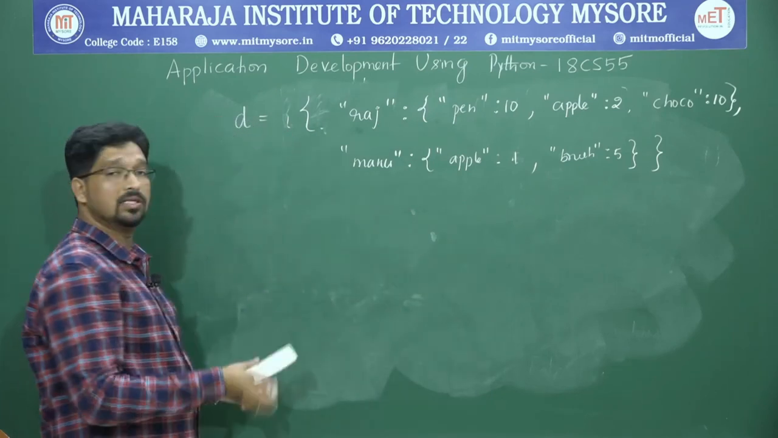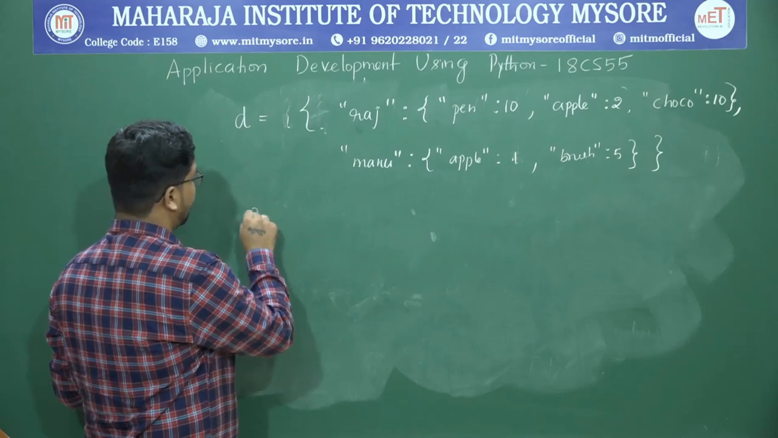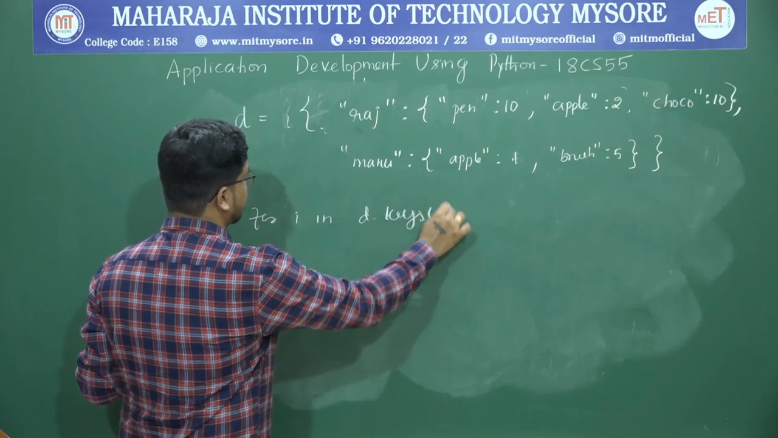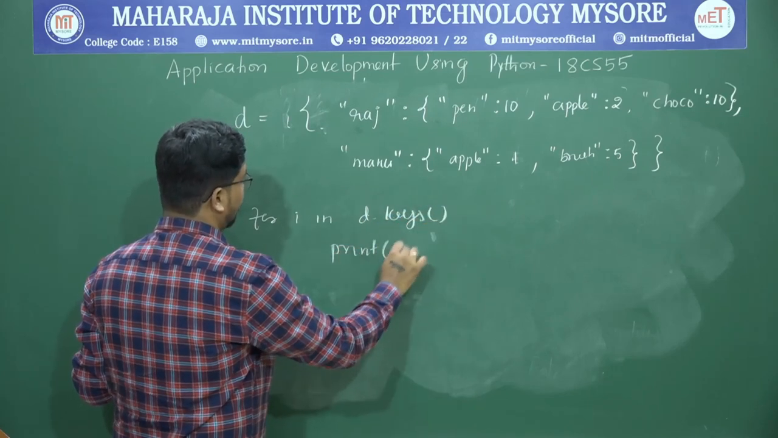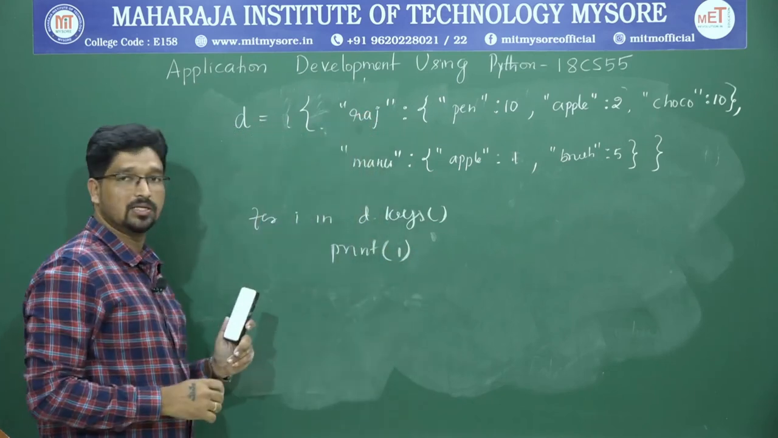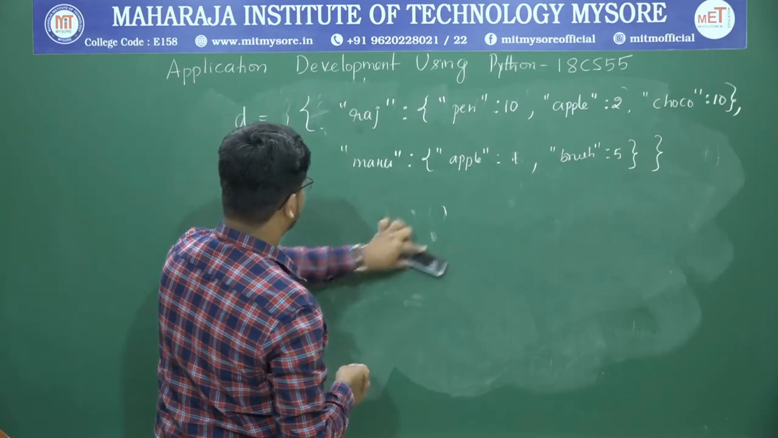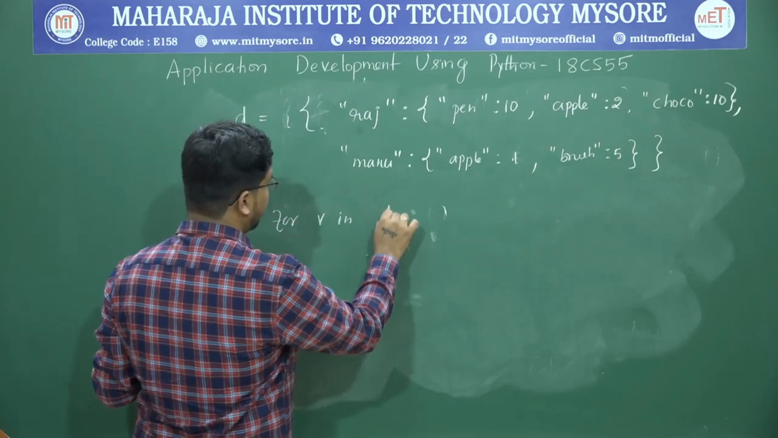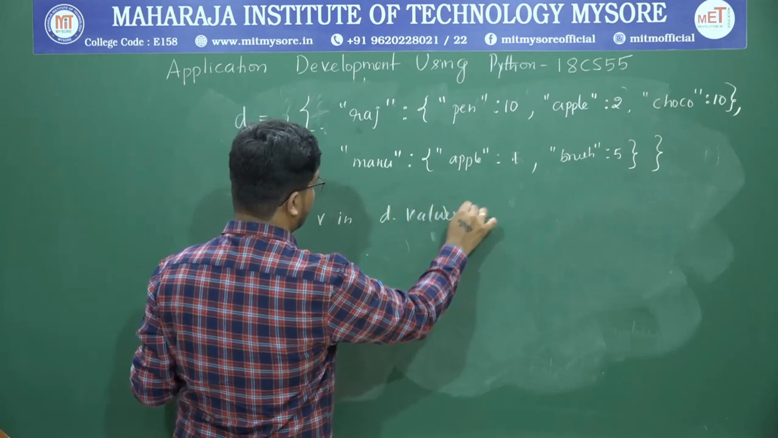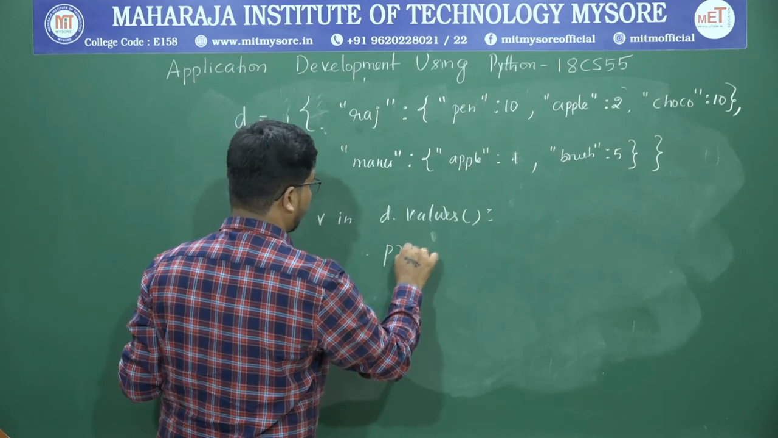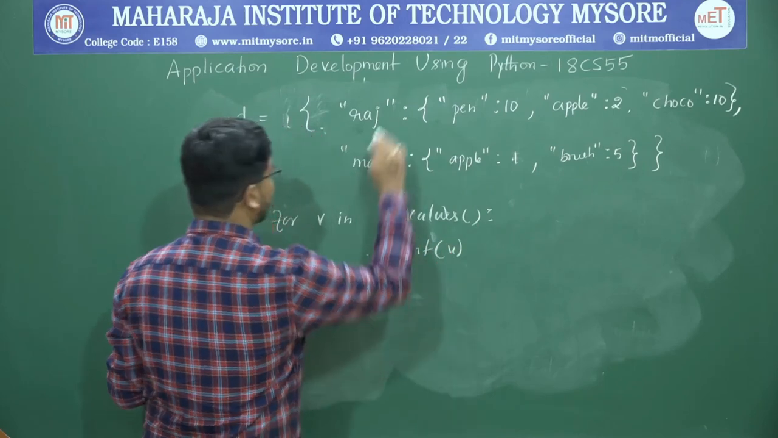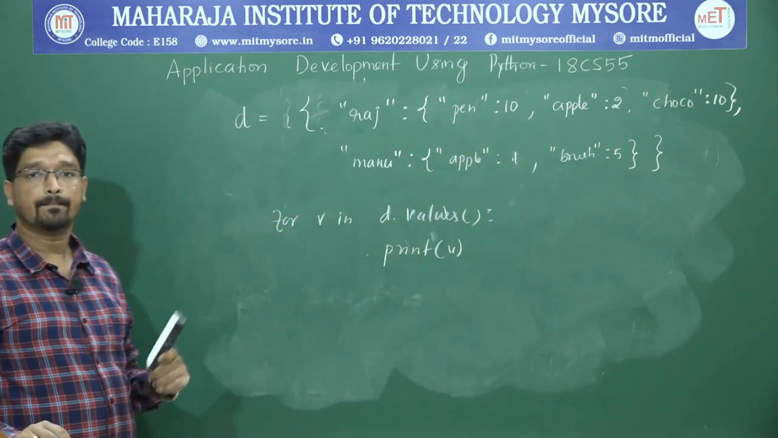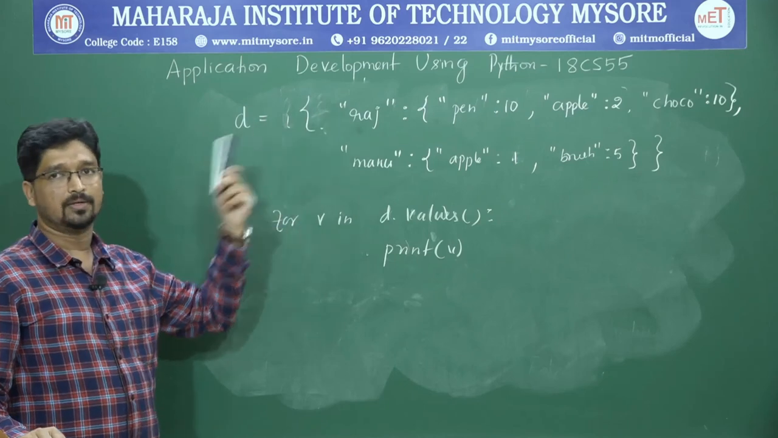If you want to get only keys, again it is very simple. For I in D dot keys, then print of I, you will get Raj and Manu as a result. If you want to get only values, for V in D dot values, print of V. So you will get only pen, apple, choco, apple, brush, right? That is how you write.